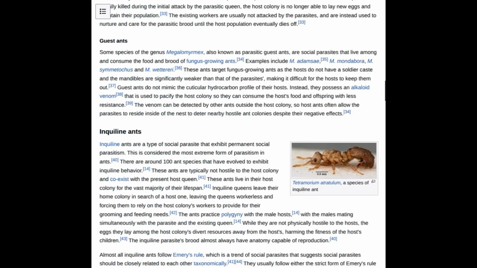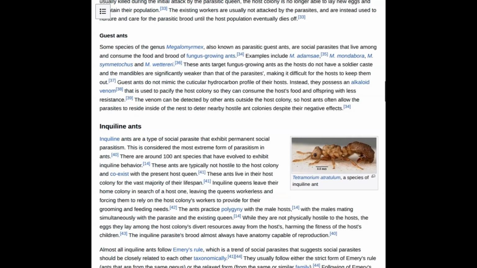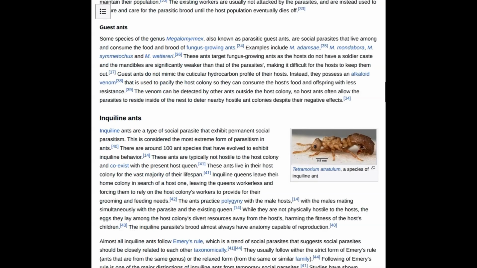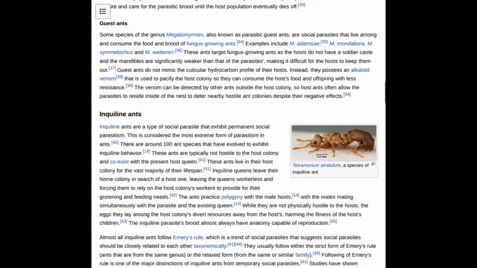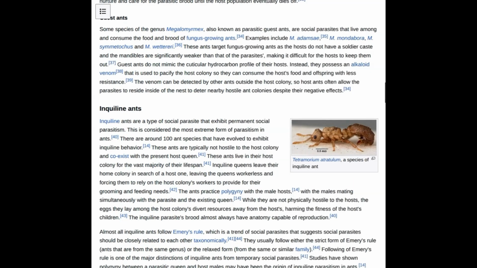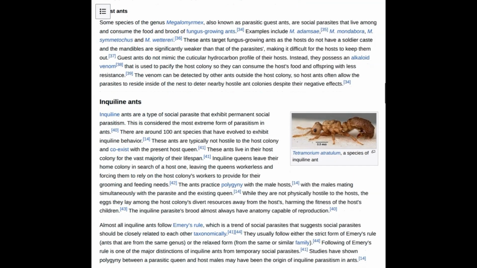Instead, they possess an alkaloid venom that is used to pacify the host colony so they can consume the host's food and offspring with less resistance. The venom can be detected by other ants outside the host colony, so host ants often allow the parasites to reside inside of the nest to deter nearby hostile ant colonies despite their negative effects.